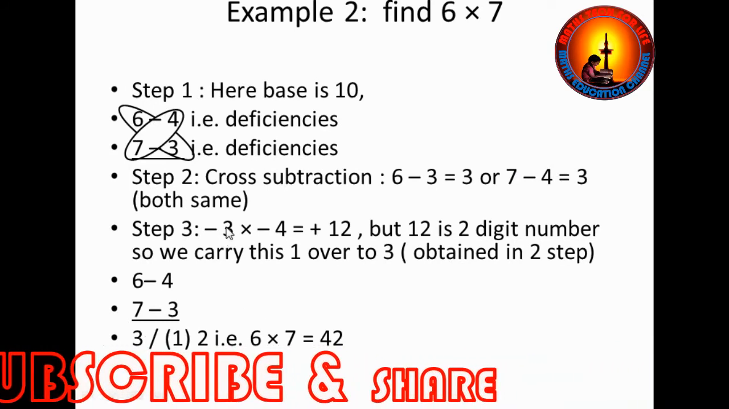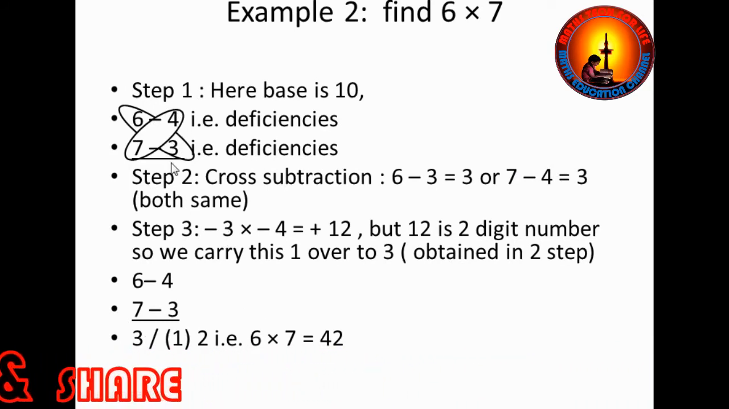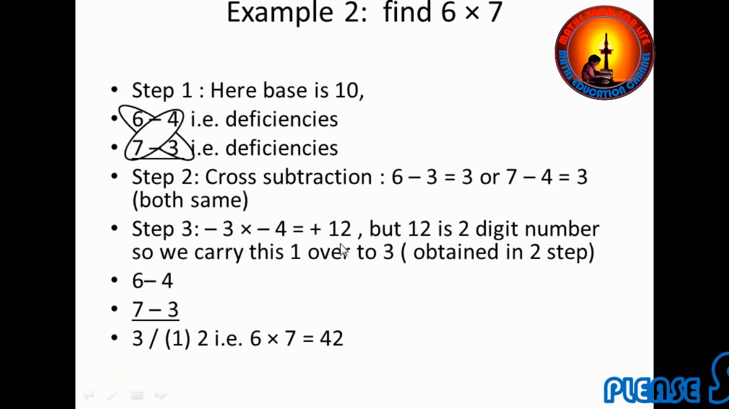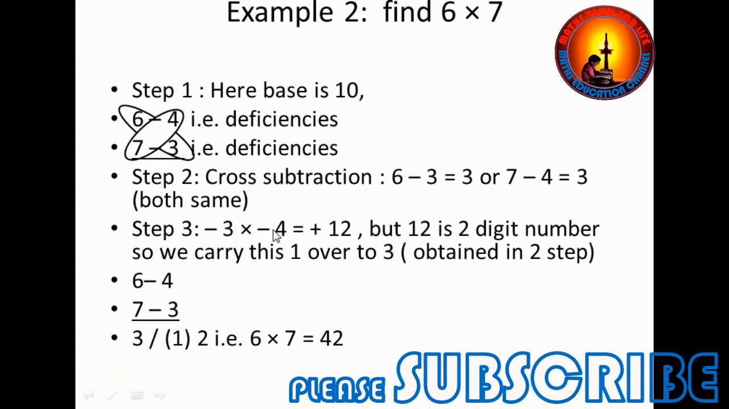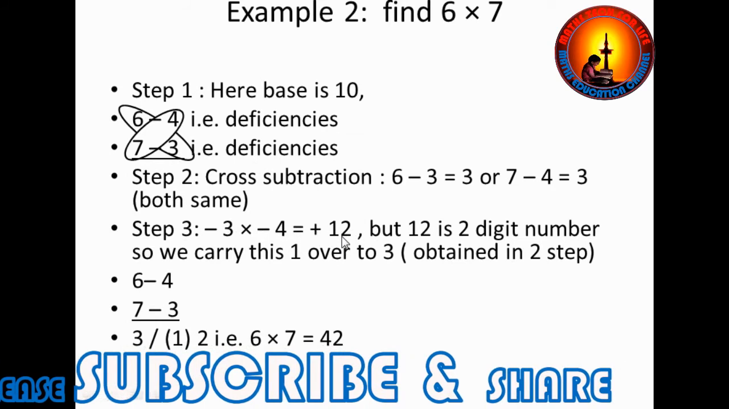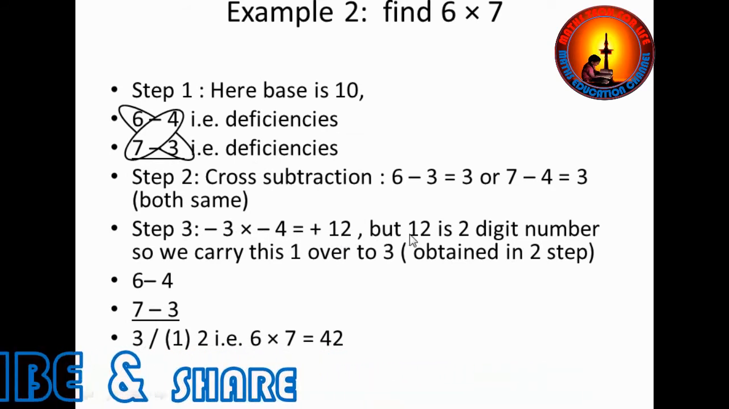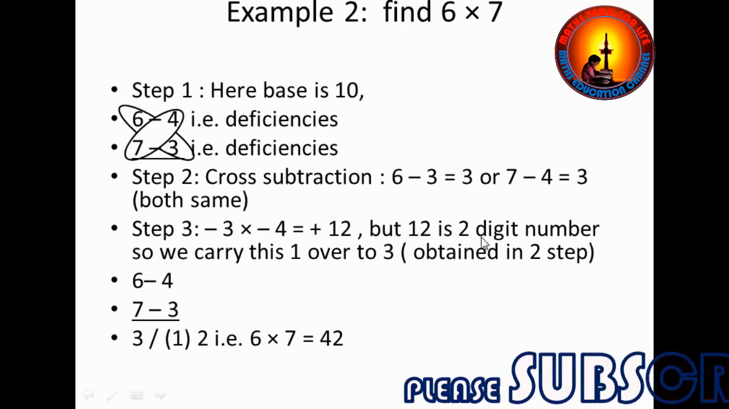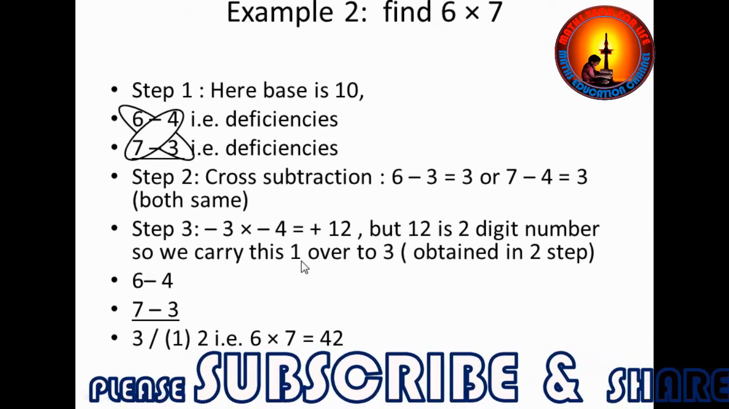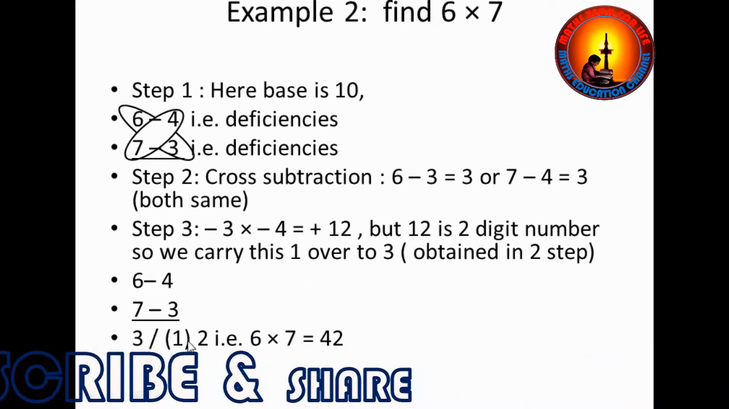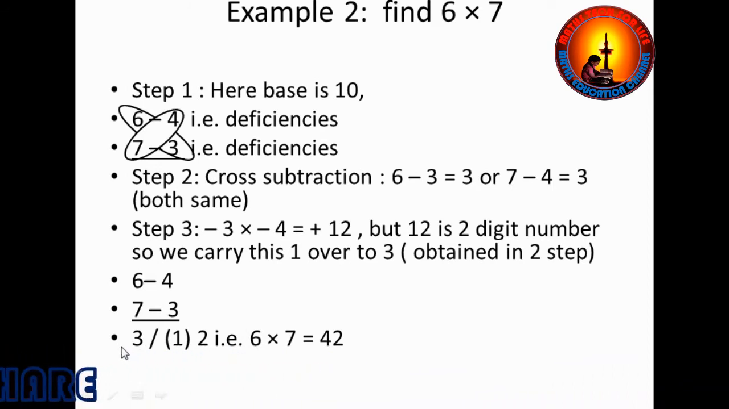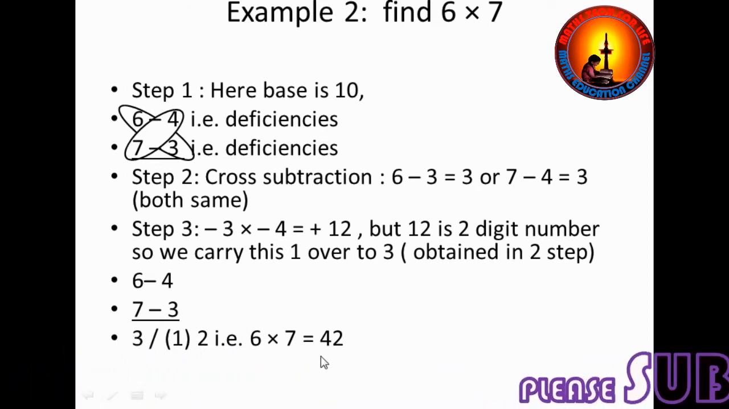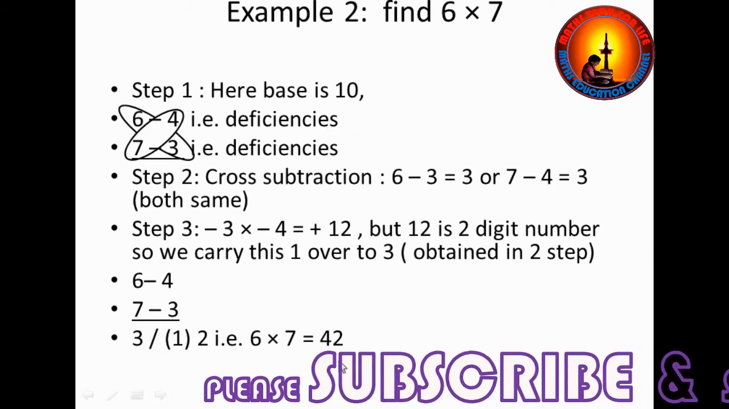Okay, then you have to multiply these two, that is 4 multiplied by 3 you will get 12, negative 3 multiplied by negative 4 you will get 12. But you have to think that this 12 is a 2-digit number, so we have to carry over this one, so that we add it up with this 3. So you will get 42 as the answer.